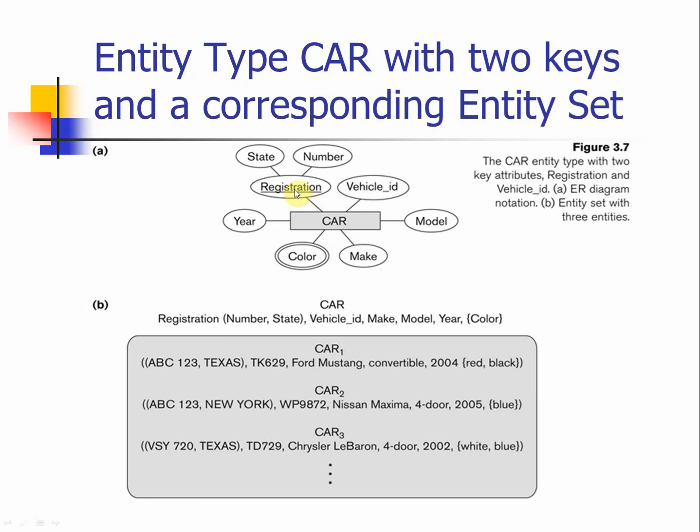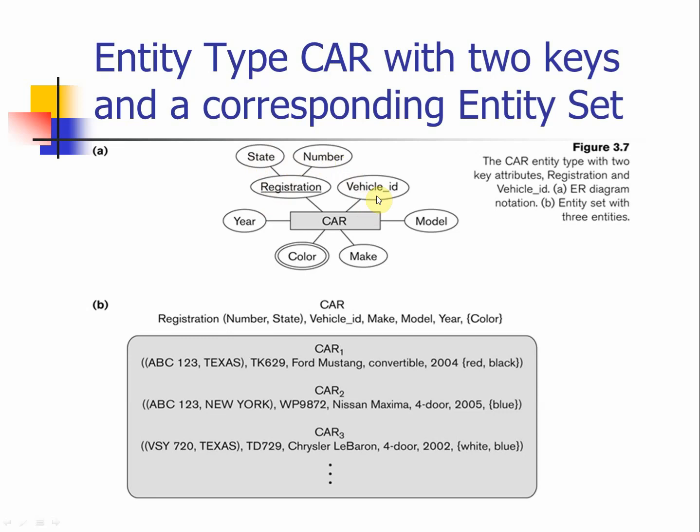The registration has a composite attribute format, indicating registration is composed of state and number. Think about your tag number. Every state has its own design with its own representations of the numbers. So you need to know which state you are looking at so that you can find the cars. If you only have the number without a state, it will give you some difficulties. And therefore, registration is a composite attribute that comes from state plus the number of your tag number.